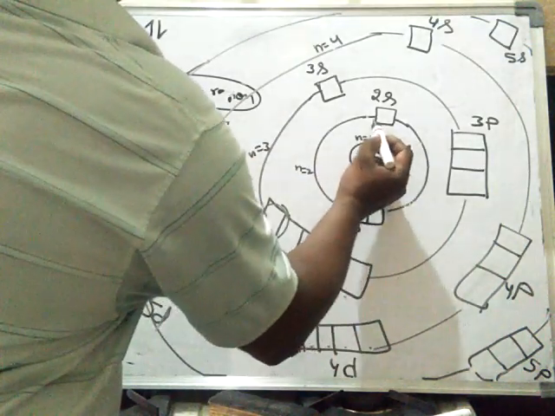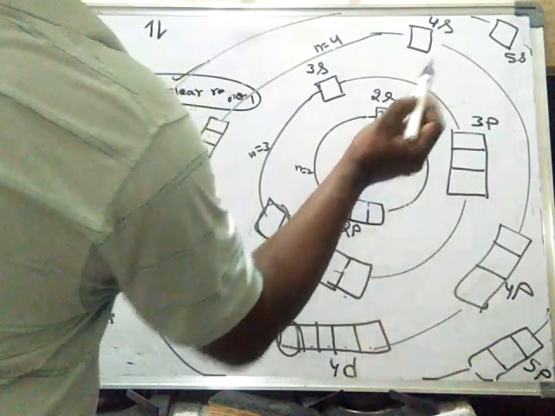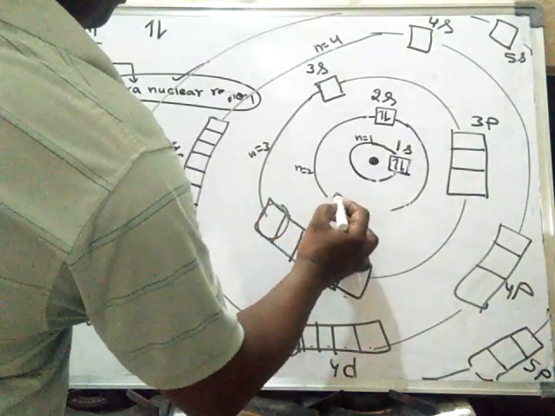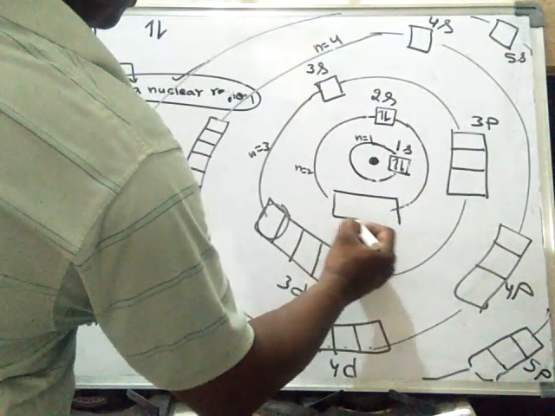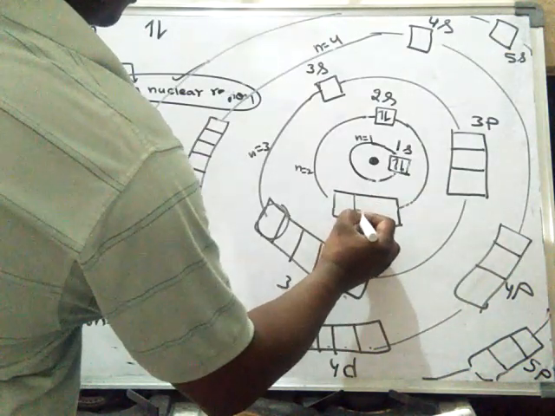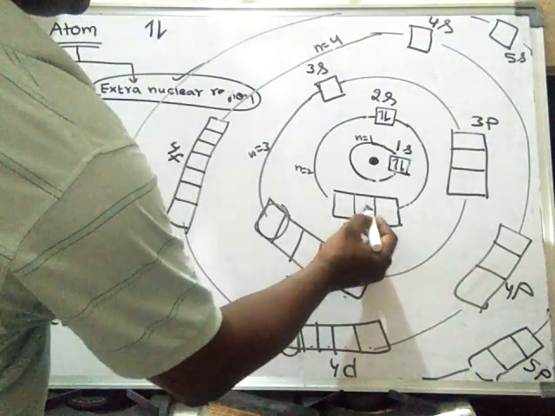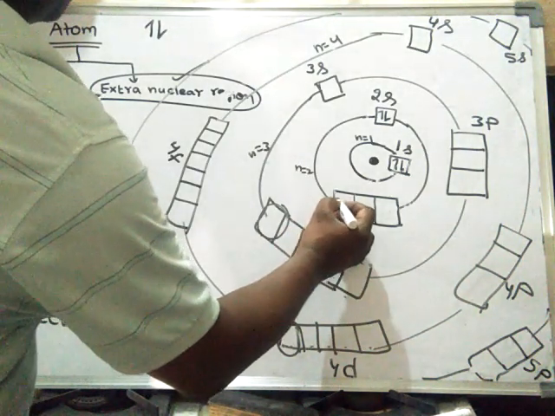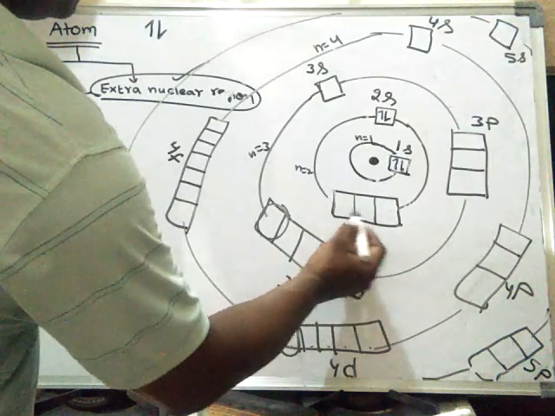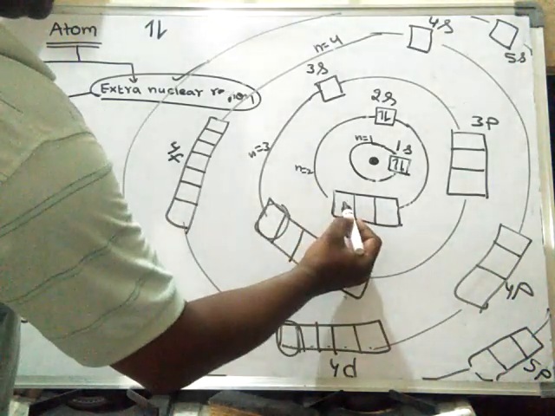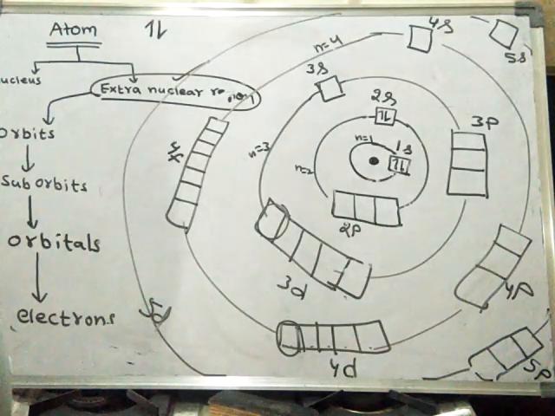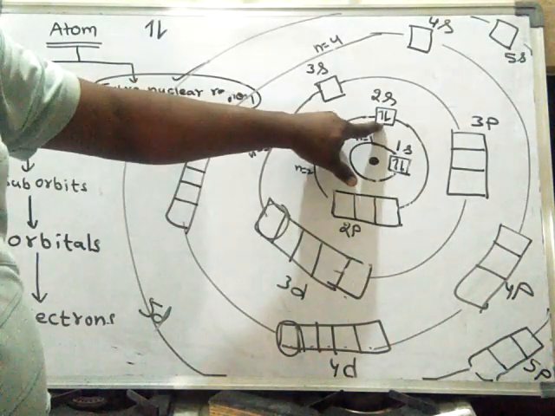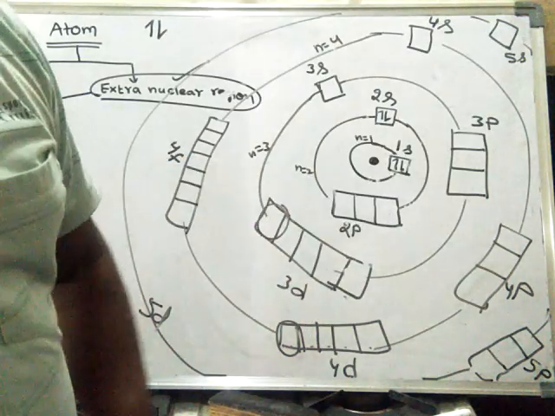2s again contains 2 electrons. Next, 2p can carry 6 electrons. How? Because the 2p subshell contains 3 orbitals, hence it can carry 6 electrons. How are these 6 electrons present? While writing electrons into these orbitals, remember that these 3 orbitals have the same, equal energy. These 3 orbitals have more energy than this one.